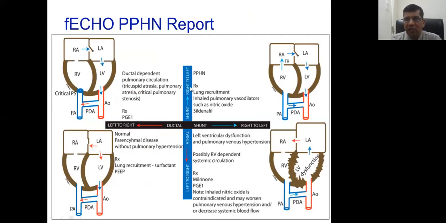Naturally, we saw pulmonary hypertension with severe TR and a bidirectional PDA. Nitric oxide and sildenafil are the drugs of choice. With LV dysfunction, we saw dysfunction of the ventricle, and milrinone is the drug of choice. We also saw lung recruitment in cases of plain lung disease, and the duct-dependent circulation, where prostaglandin, even alprostadil, is the drug of choice in these cases.